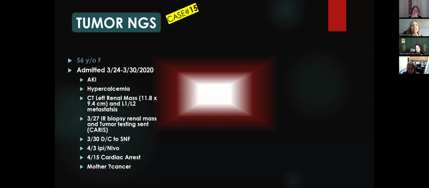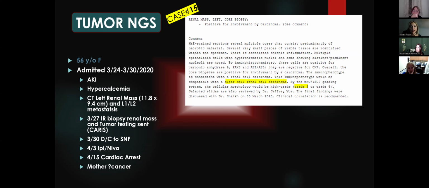Almost done. This is a patient that was hospitalized and I was consulted post-mortem. She was a 56-year-old female admitted in March. She had an AKI, hypercalcemia, and a large renal mass was found. IR biopsied it, and that showed clear cell carcinoma. She was very sick and went to a SNF. She got one cycle of ipi-nivo, and then a couple weeks later, unfortunately, she passed away.